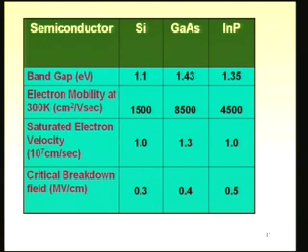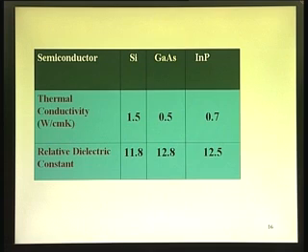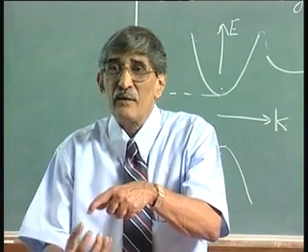These are measured values which people have reported. Now, okay. Other properties which people want to look into is thermal conductivity. Thermal conductivity of silicon, in watts per centimeter degree Kelvin, is 1.5. Thermal conductivity of gallium arsenide is 0.5, indium phosphide is 0.7. It may not matter for current transport, but thermal conductivity will matter for power dissipation. The way the power is taken away from the junction depends upon thermal conductivity.